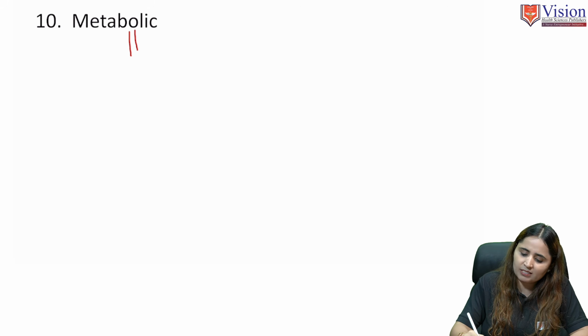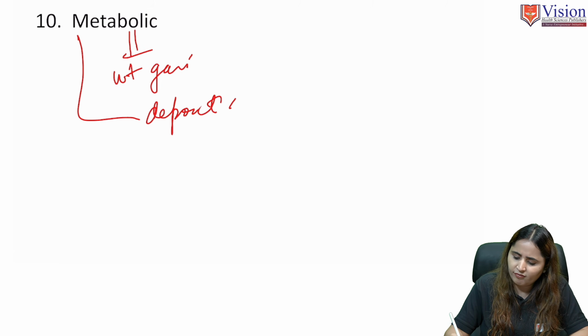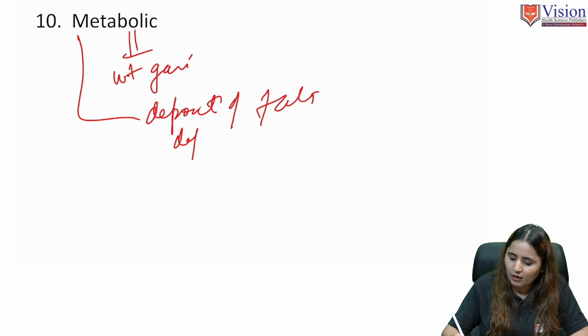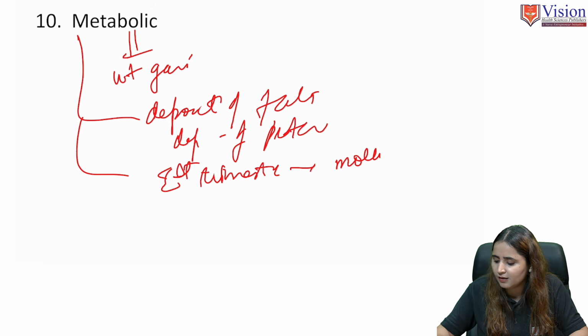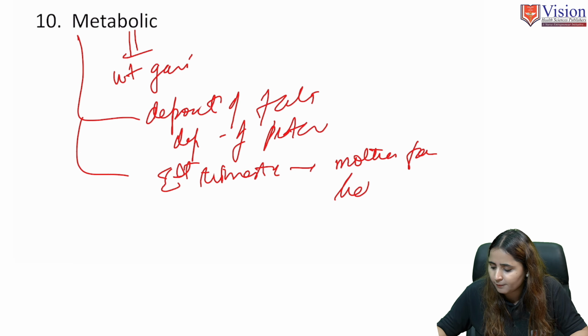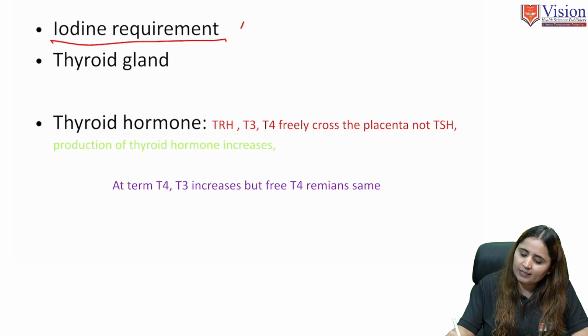And another, the metabolic system: we all know that there is weight gain in pregnancy, there is deposition of fats and deposition of proteins. And in the first trimester, always remember that the fetus is completely dependent upon the mother for its thyroid needs. Then the iodine requirement increases.